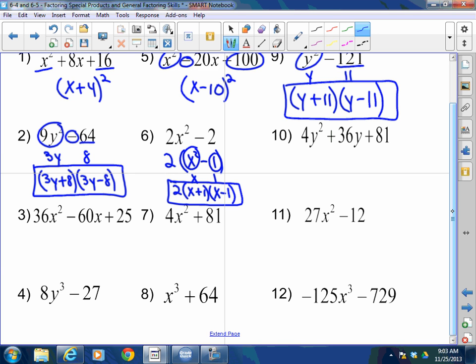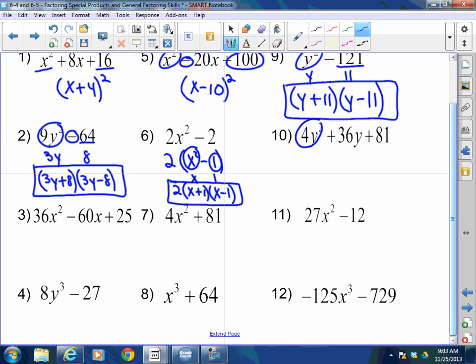If you could not factor anything out of 6, it would have been considered prime. Yes, sir. For number 10, guys, we could do the cubic method, but it's going to be a very large new C. If we go 4 times 81, that's going to be 328. That's a very large C.